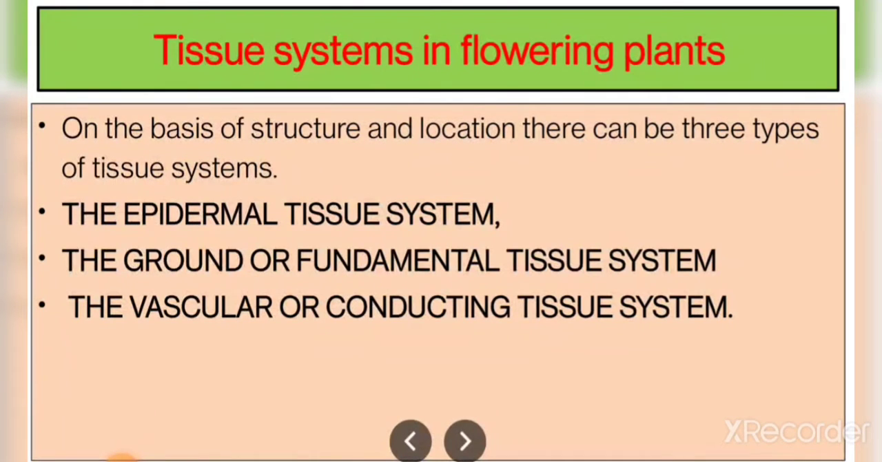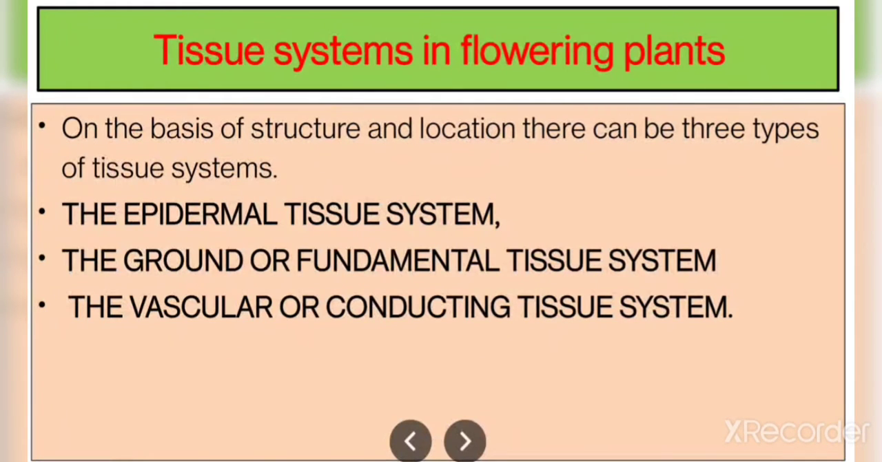Hello students, in this video we are going to learn about tissue systems in the flowering plants. I've chosen a topic from anatomy of the flowering plants, that is your chapter number 6. So we begin with three types of tissue system in the plants: the epidermal tissue system, the ground tissue system and the vascular tissue system.